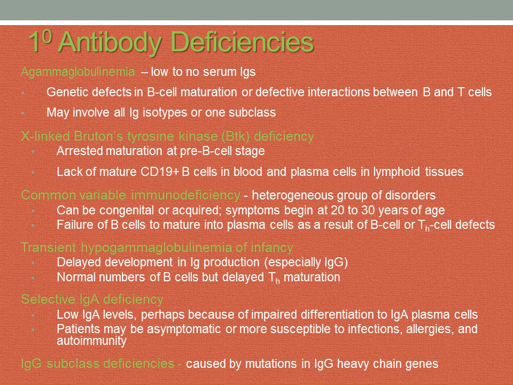They may also be asymptomatic. It just depends on how low their IgA levels are. They may also have issues with allergy and autoimmune situations. And lastly, IgG subclass deficiencies, where we know that IgG has 4 subclasses, and it may be one or more subclass only that is affected.